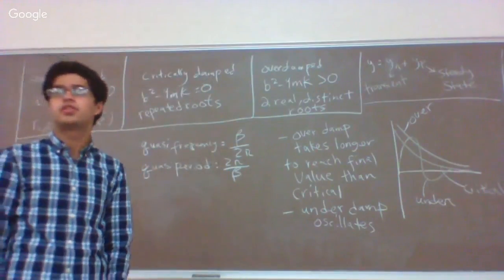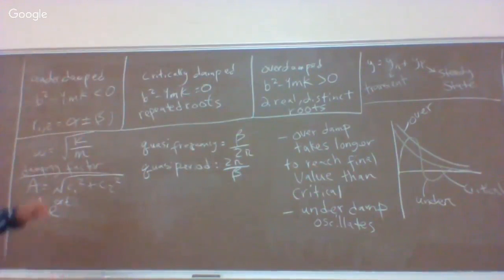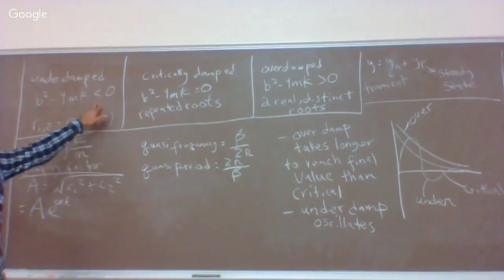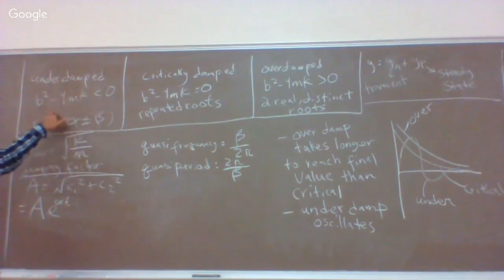Okay, so let's get started. Just some quick information here, which you should know for the exam. Underdamped is when your b squared minus 4mk is less than 0. So on the exam, if they ask you to prove that something is underdamped, this is what you need to show, or it's one of the methods to show.